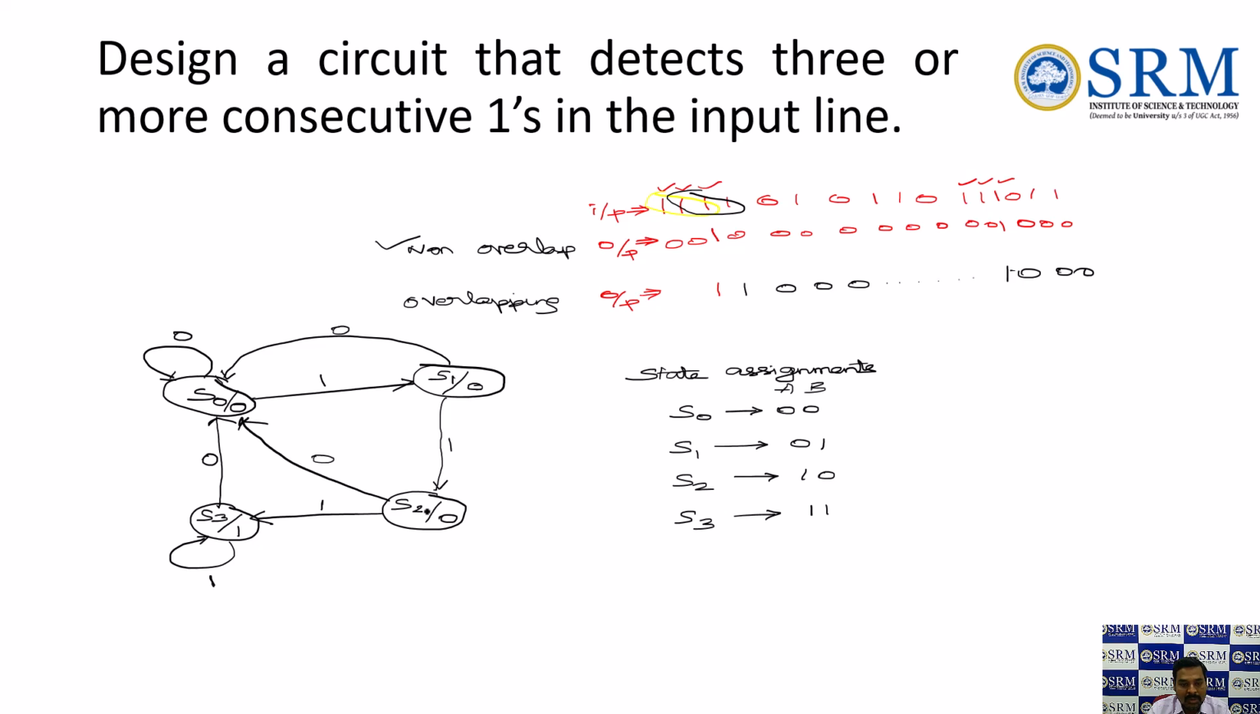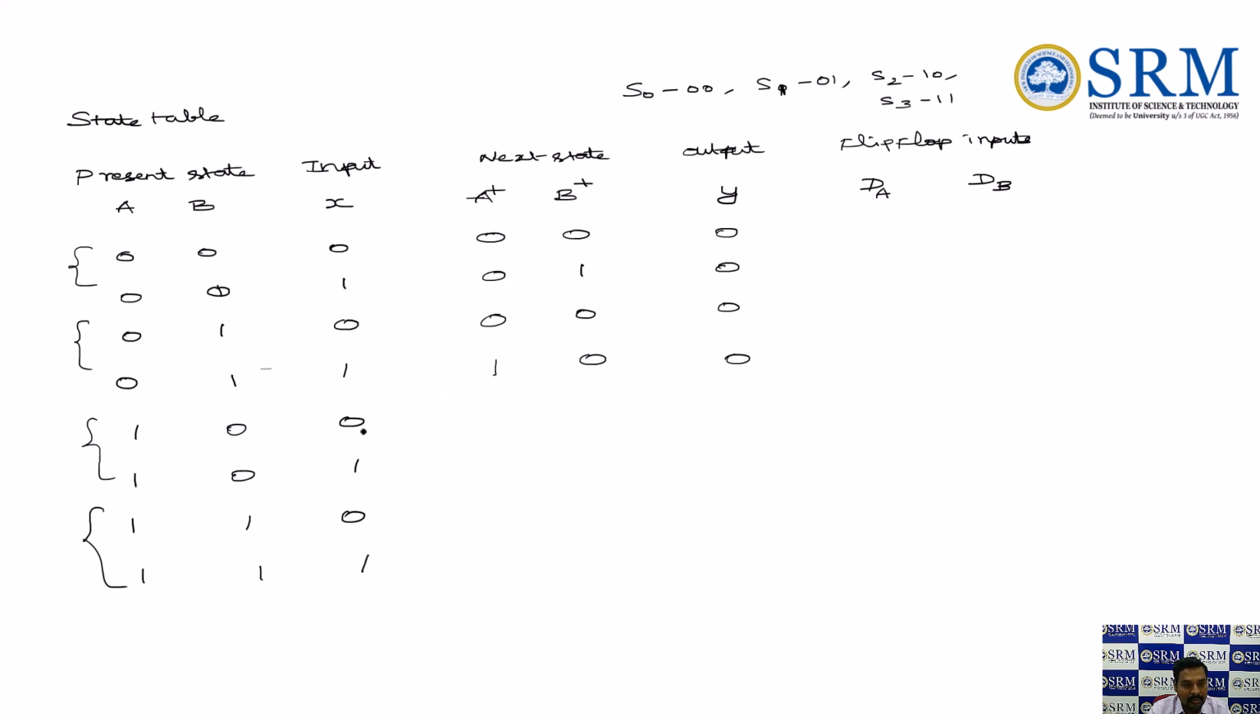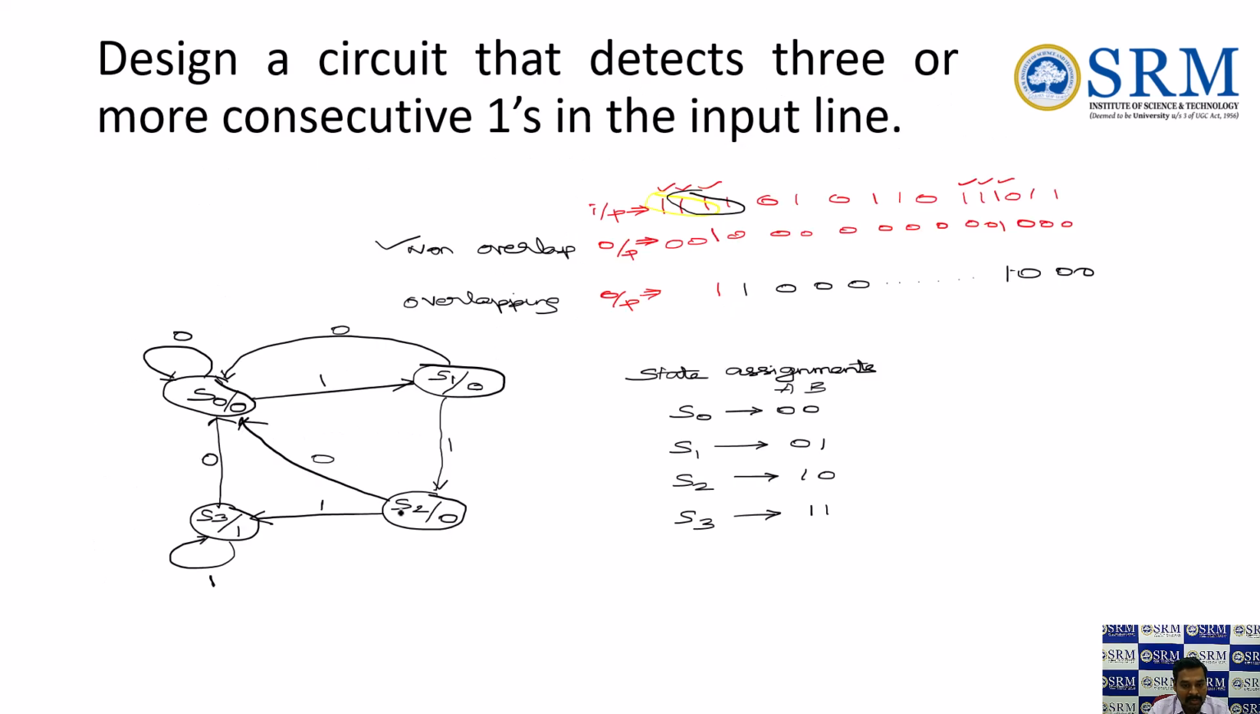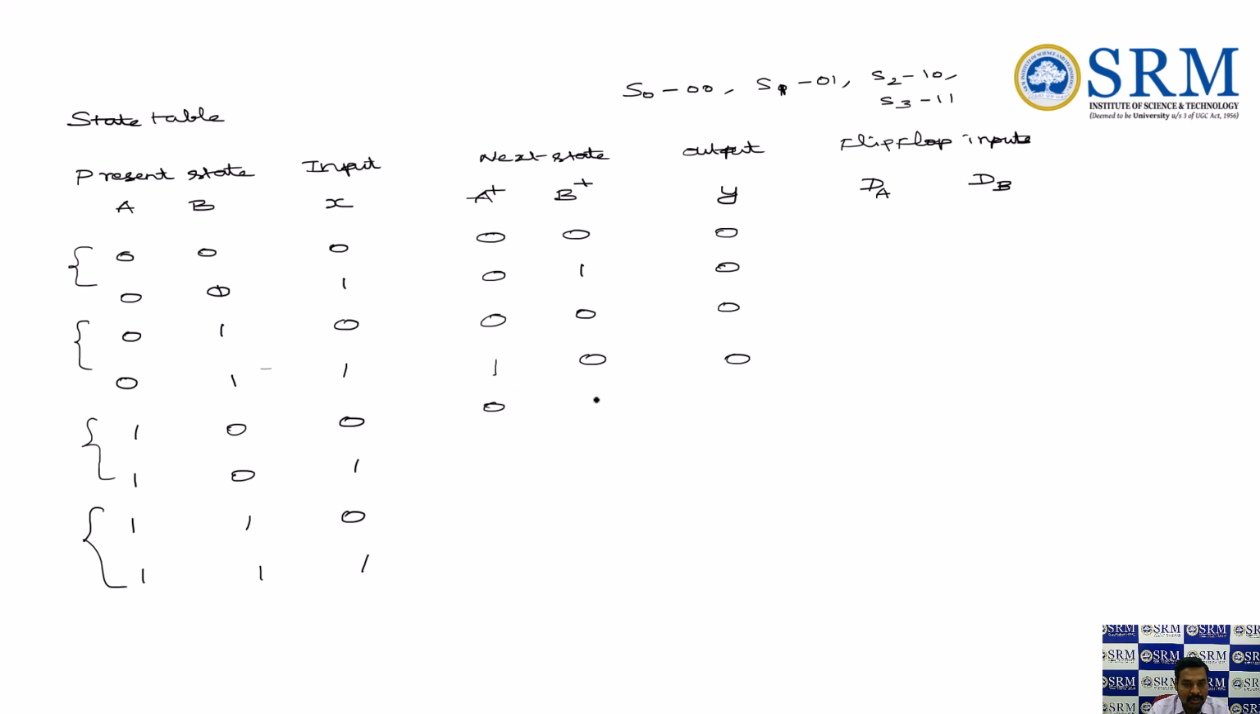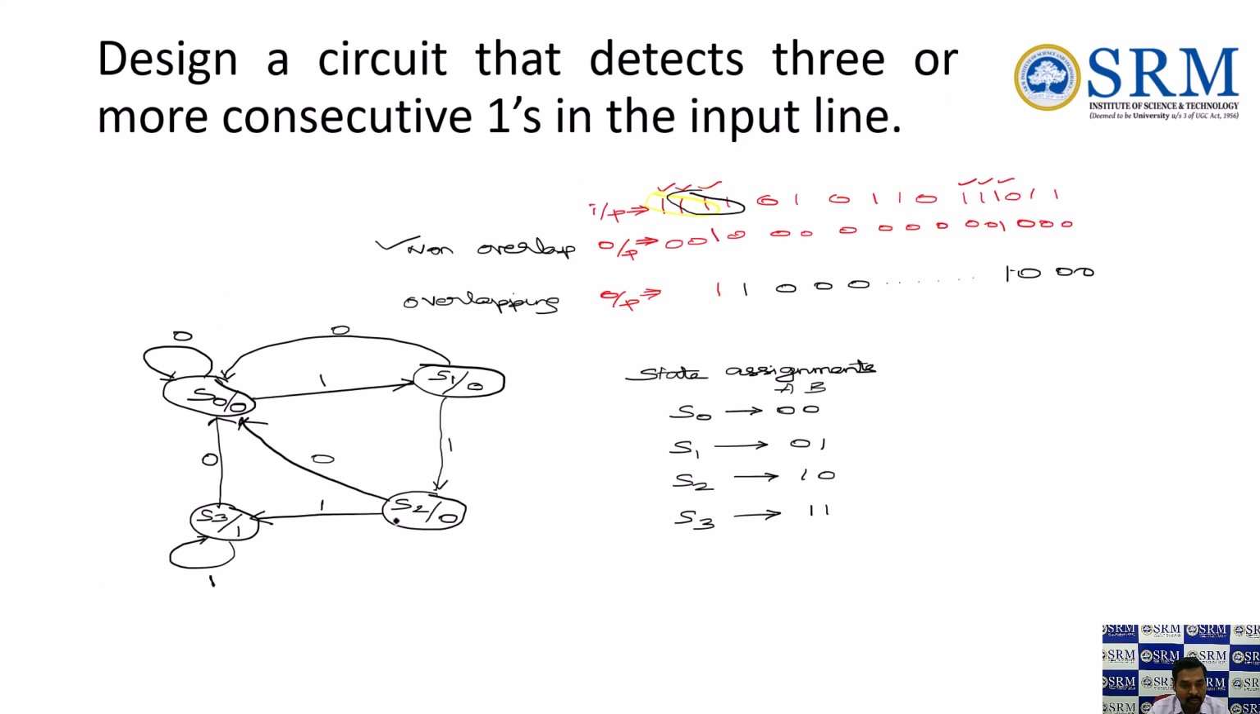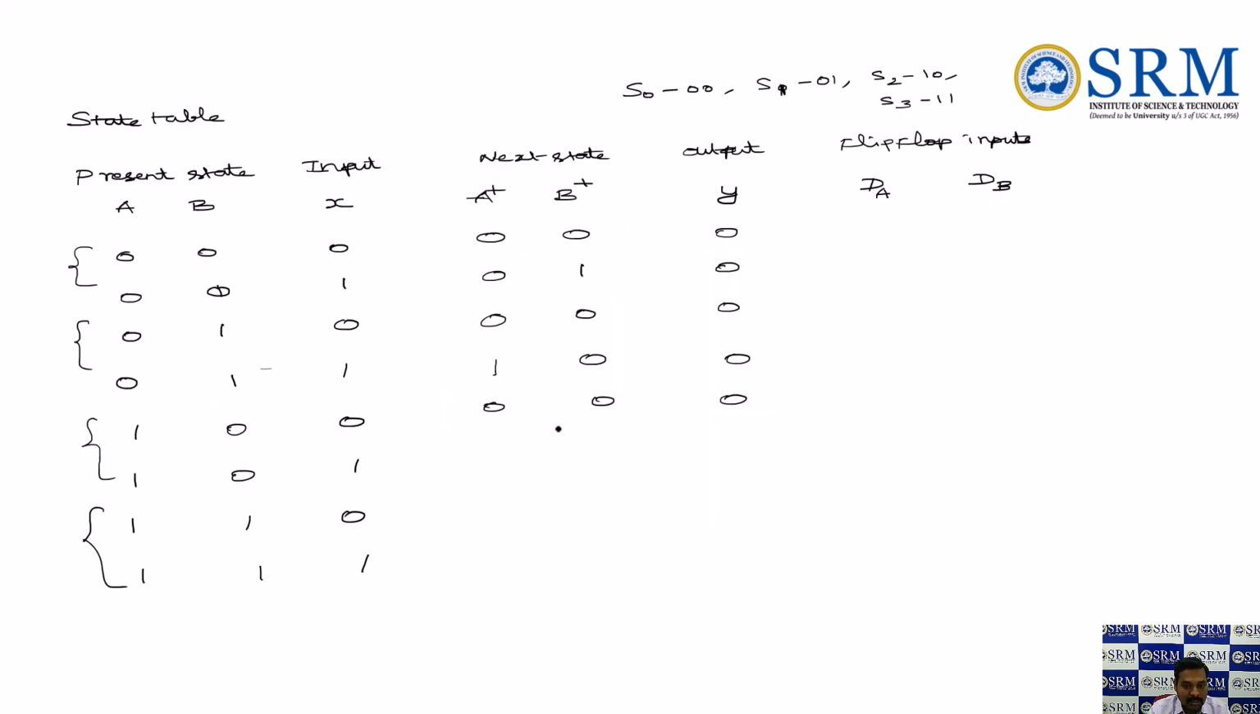Now s2, that is 1 0. When 1 0 is my present state, x is the input. 1 0 is s2. So 1 0, when I am giving 0 as input, it goes back to the initial state 0 0. My output is still 0. Next, again the s2 state, when 1 is given as input, it moves to the s3 state, right? For 1 0 1, my output is 0. Okay.